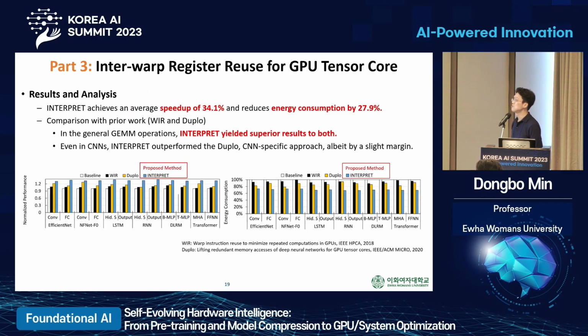By doing so, this proposed method achieved an average speedup of 34% and reduced energy consumption by 27.9% compared to the baseline. Let me compare this technique with prior work, for instance WIR and Diplo. In general, interpret yields superior performance compared to both techniques, even using such a simple data preloading technique.